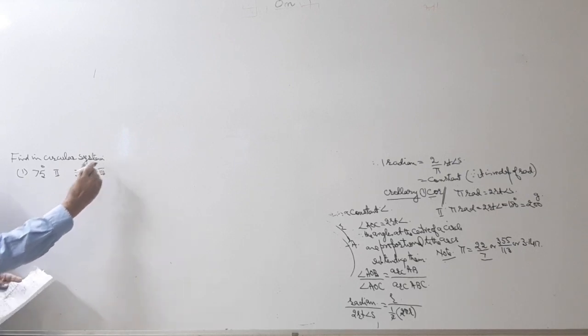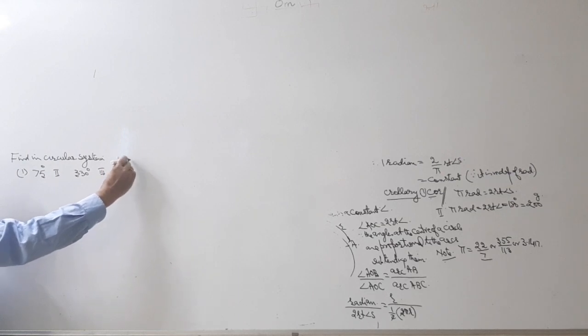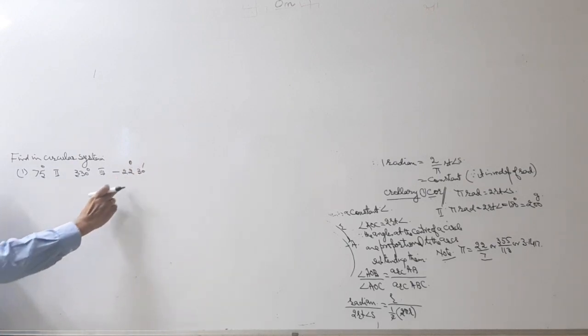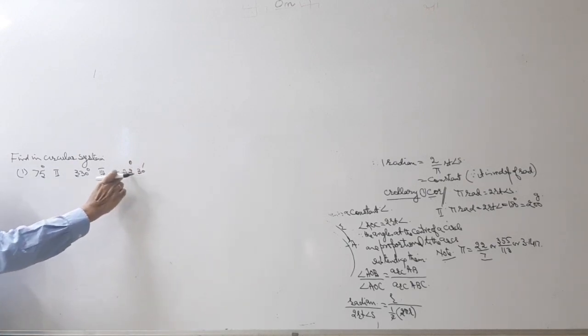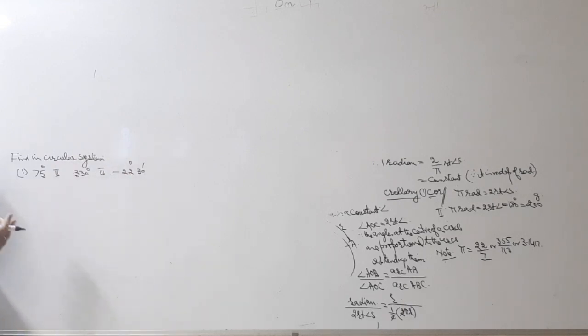Number 3, we can go for minus 22 degrees, 30 minutes. One thing should be noted, there are no commas here. It is minus 22 degrees, 30 minutes. Now let us take up the conversion from the sexagesimal system to the circular system.